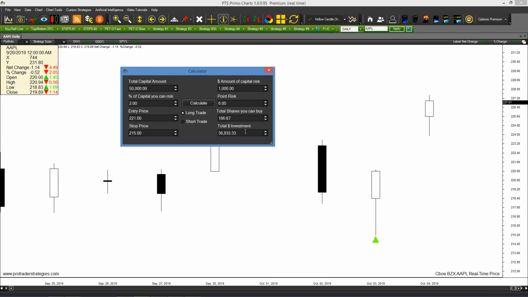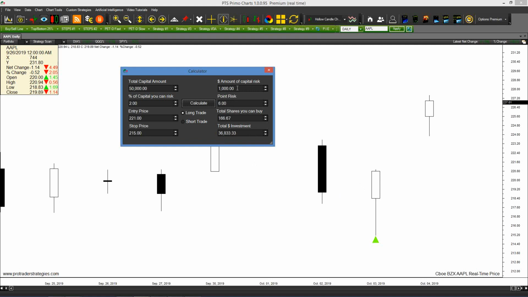You see, students get confused. They say, well, I'm spending $36,000, so that means I have that much to lose. Sure, if Apple went to 0, but you're not going to wait for Apple to get to 0 before you say, well, I guess I lost on this one. You're going to get out much quicker with a 6-point risk amount. Okay, that comes out to $1,000. So if you lost on this trade, you would still have $49,000, enough left to trade another day and to still be in the game.